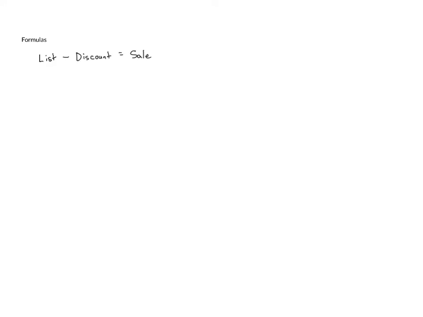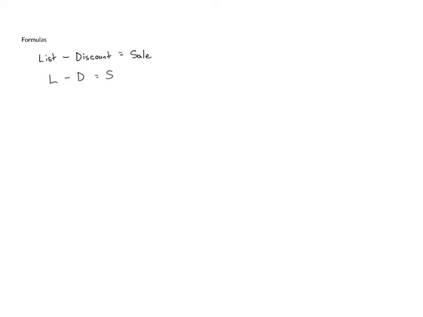So this is a relationship between the original price, or the list price, the amount that it's been reduced, which we call the discount, and then the sale price, which is the less expensive price that you pay for. So we don't want to have to write out an equation that has words in it. So we'll represent each of these with a variable, and it makes sense to use L for list price, D for discount, and S for sale.